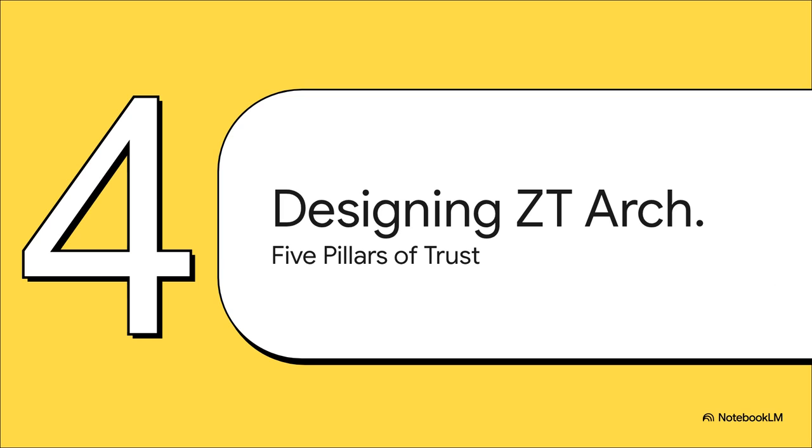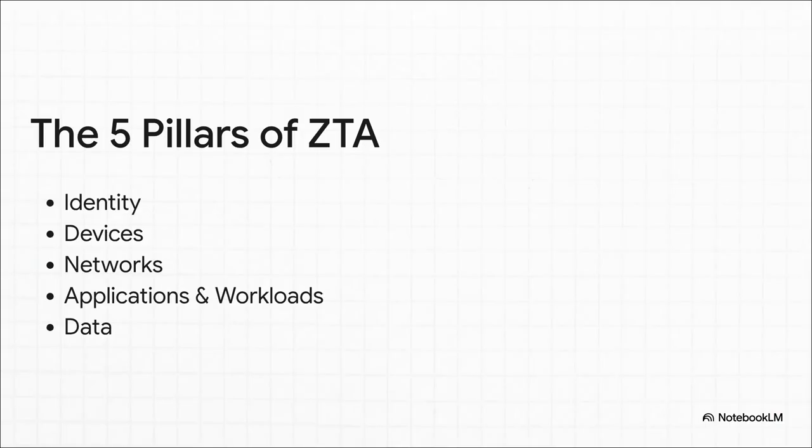Okay, moving on to section 4, designing your ZT architecture. We have our map, we know our destination, now it's time to actually design the vehicle that's going to get us there. This is where we turn the plan into a technical blueprint. And a solid Zero Trust architecture is always built on these 5 fundamental pillars. You need a strategy for each one.